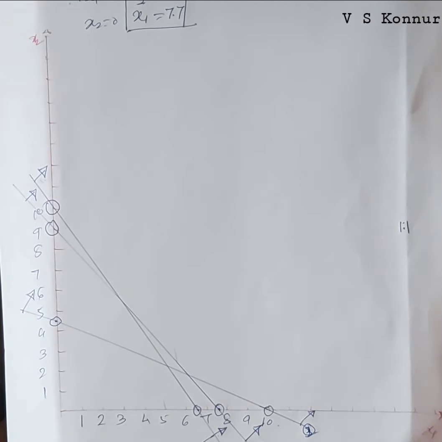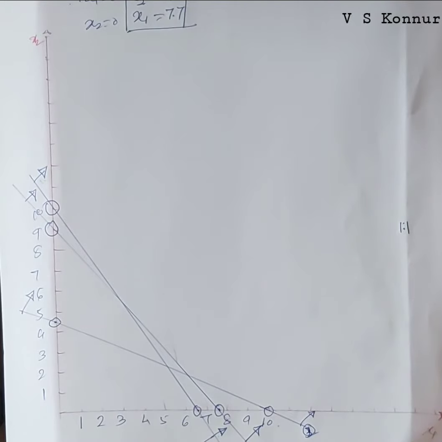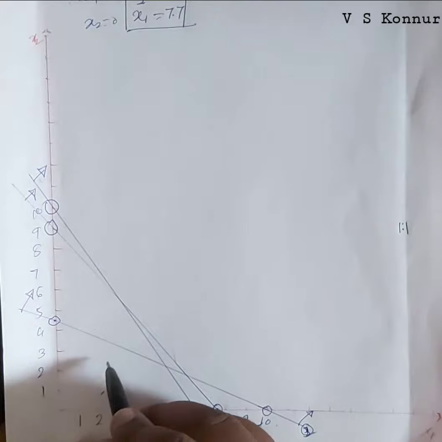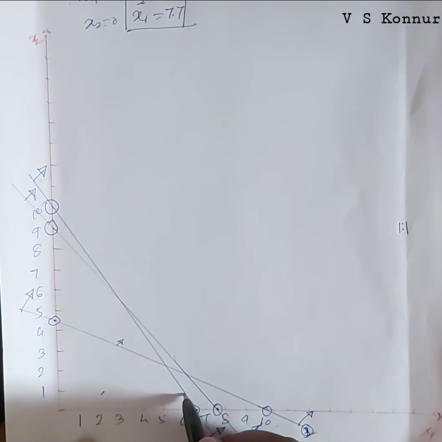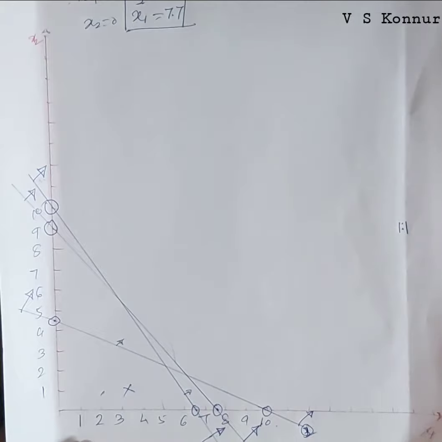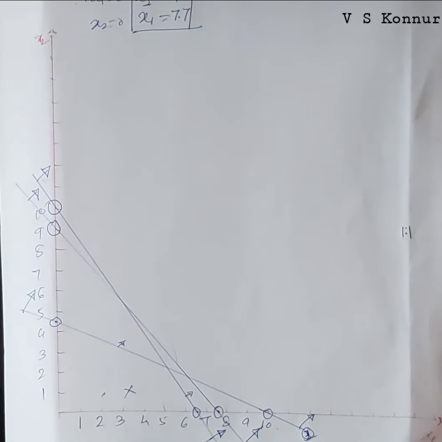Next, we have to find the region. When minimization of z is there, we will always get a region which is away from the origin. Now we'll check which region we are having. First we will check this region. In this, the arrow mark is away, so this region is not possible. In minimization of z, the corner we select is always away from the origin.